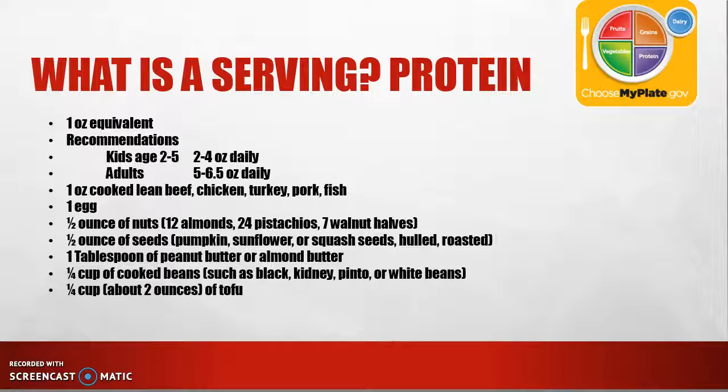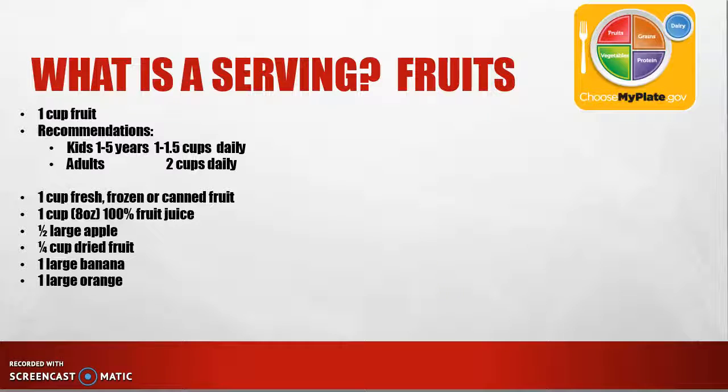1/4 cup of cooked beans, such as black beans, kidney beans, pinto beans, or white beans, or about 1/4 cup or 2 ounces of tofu would be equal to 1 ounce of protein.